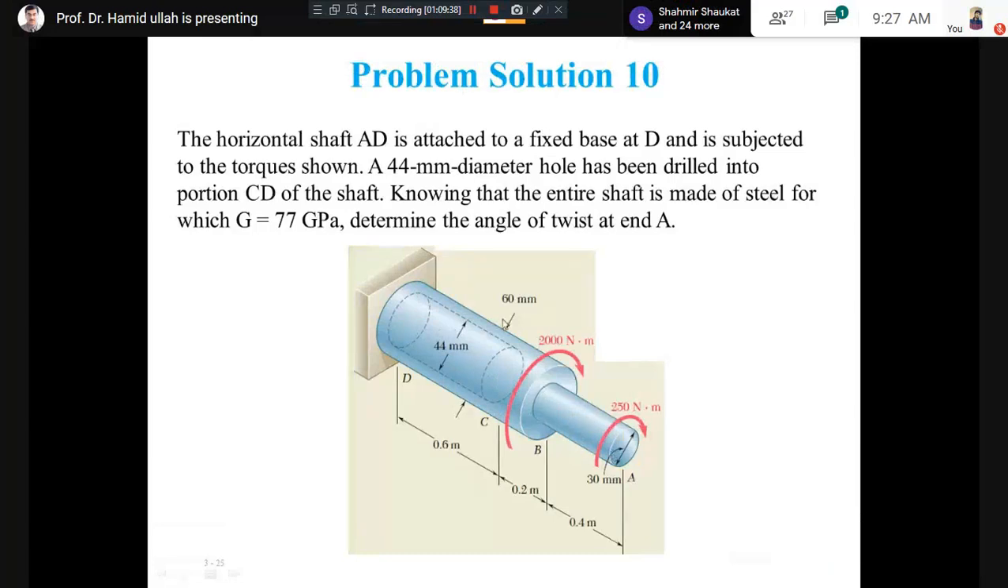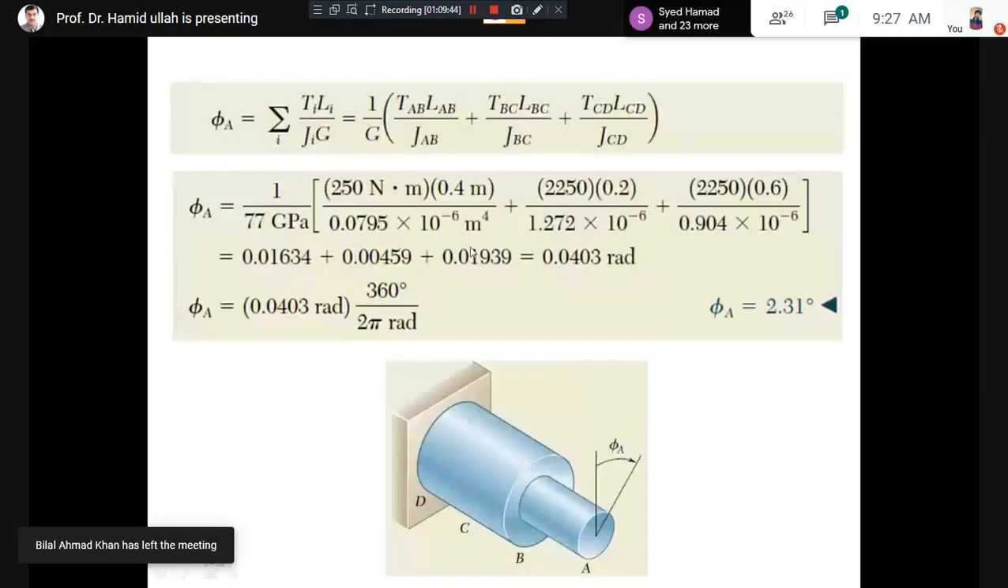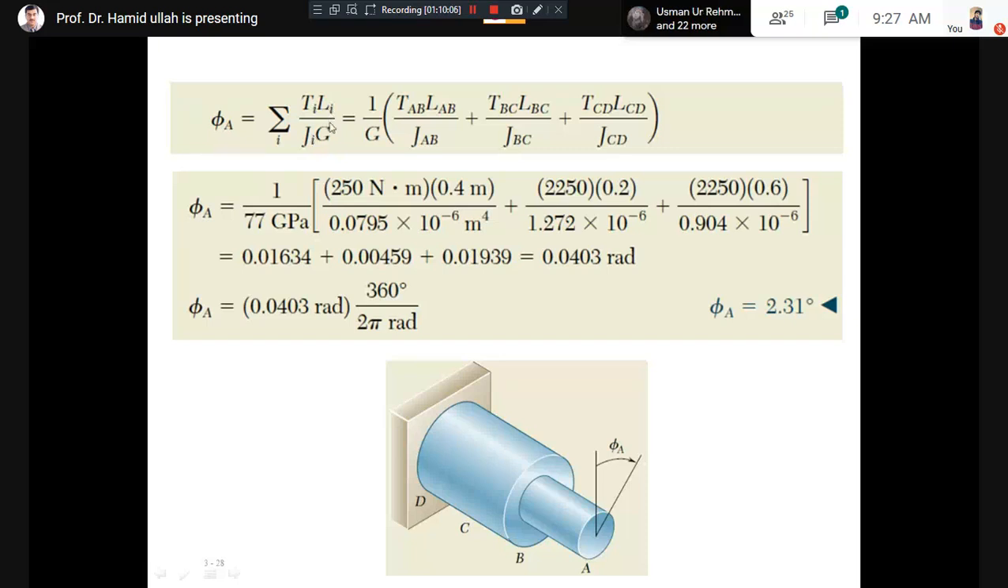Basically, if you look into the formula, what is the formula you remember? Angle of twist equals T multiplied by L divided by J times G. What is T? Torque. What is L? Length. J is the polar moment of inertia, and G is the material constant. So in this formula, you look for what is given and what is not given. L, the length for each section, is given, no problem. Material property is given, no problem.